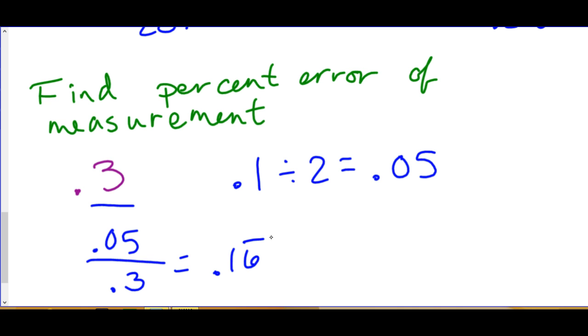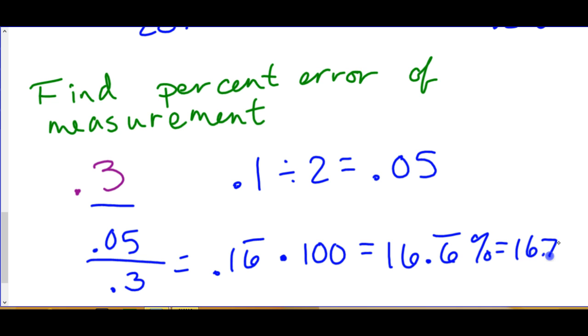If we multiply that by 100, we'd get 16.6 repeating, or 16.7. Or if they wanted you to round to the ones place, then we could say 17% instead.